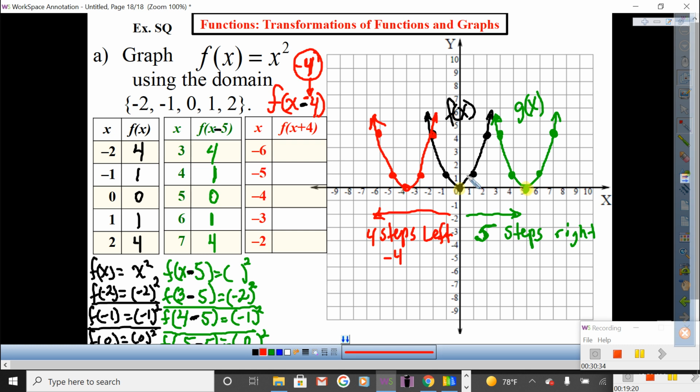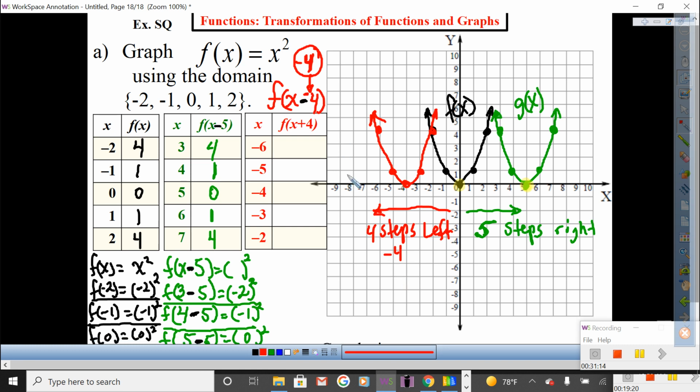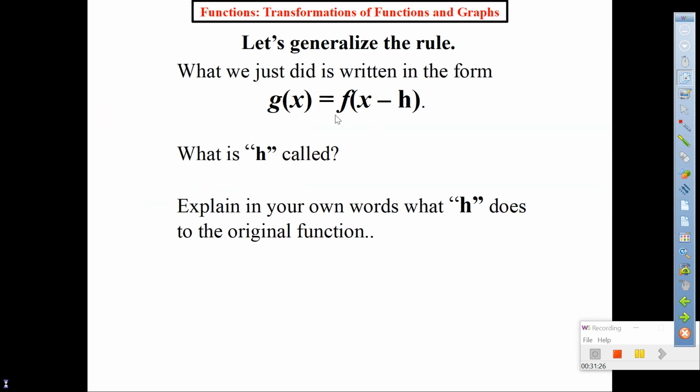All right. So once again, this one moved it, if it's a positive number, 5 to the right. This one was a negative number, moved it 4 to the left. Okay. So, this is a new parameter that we're going to introduce today. This parameter is parameter h, and this is what it looks like. Hold on, before you copy this. G of x equals f of x minus h. This is my general rule, not with k.